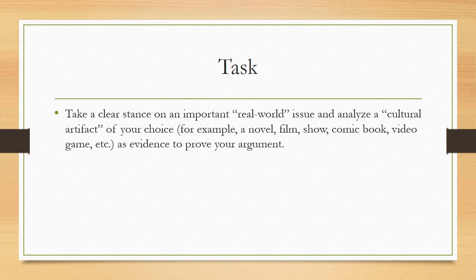So take a clear stance. That phrase alone means make an argument, a thesis statement. Take a clear stance on what? On an important real world issue. So you're talking about something going on in our world, our society. That's what you're probably used to doing in classes where you write research papers, and probably what you expected to do in English 201. So make an argument about a real world issue. That's pretty straightforward. Let's look at the next piece.